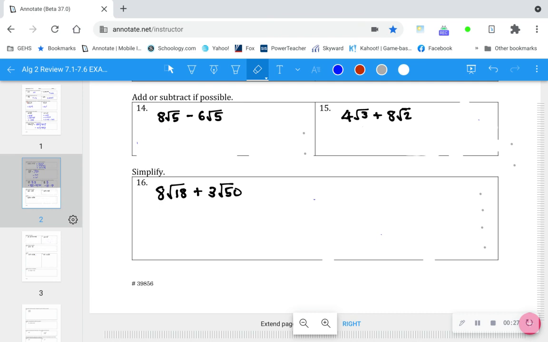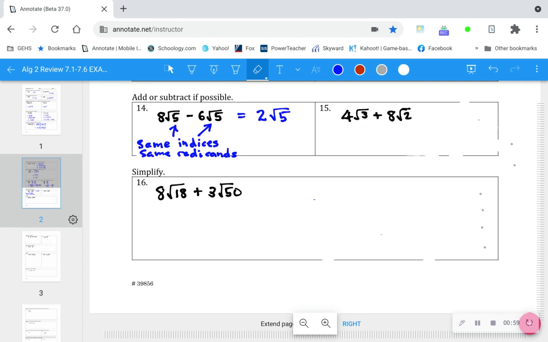And what you're looking for when you're subtracting or adding for that matter is like radicals. You have to have the same indices. These are both square roots instead of one being a square root and the other being a cube root. They have the same radicands, in this case 5 underneath both of them. And what you do is just combine them. So 8 minus 6 is 2. And the problem reads as follows. 8 root 5 minus 6 root 5 is 2 root 5.